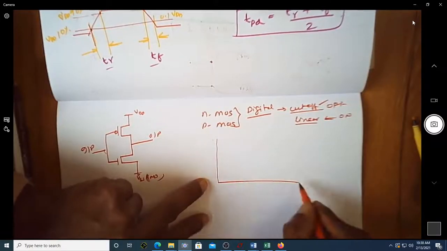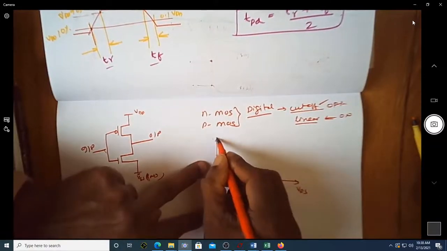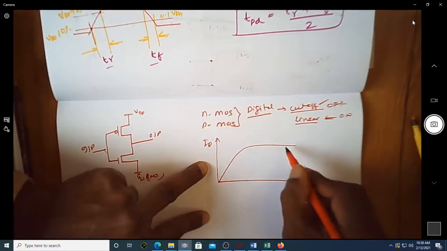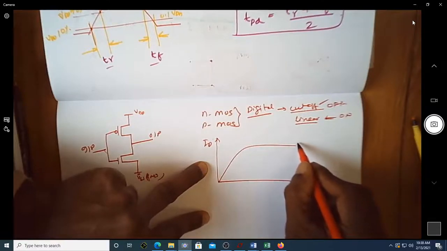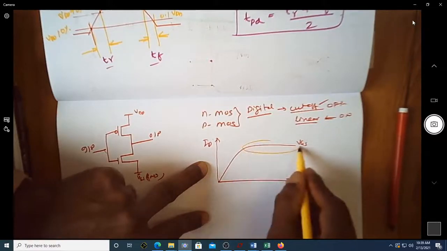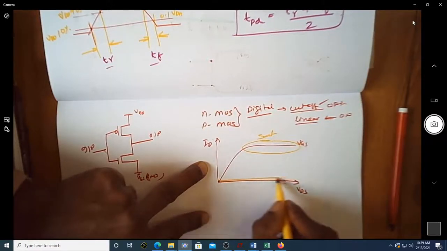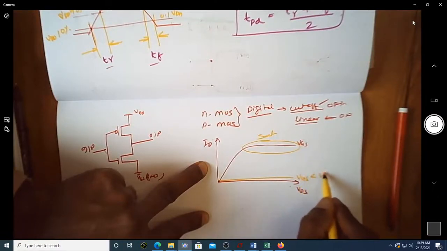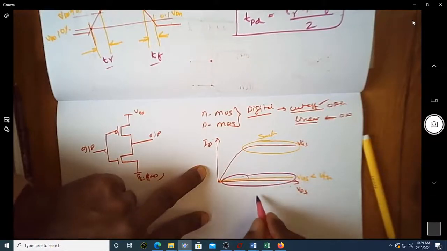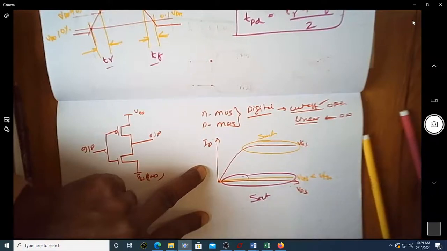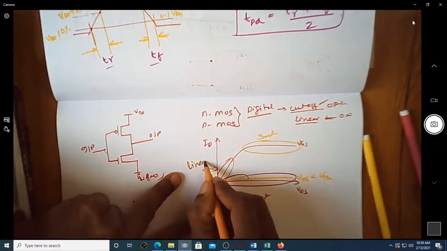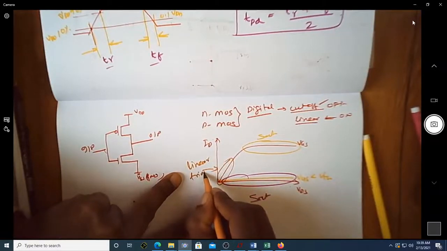Let us try to understand why MOSFETs are not preferred to operate in saturation region in digital operations. Assume that this is VDS and this is ID. Let me consider this as the IV characteristics, the output characteristics of the MOSFET. For different VGS values, this is the saturation region. If VGS is less than VTH, we have almost zero current. And this other region we call the linear region or triode region of operation.